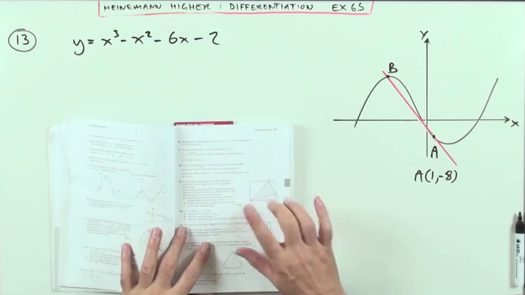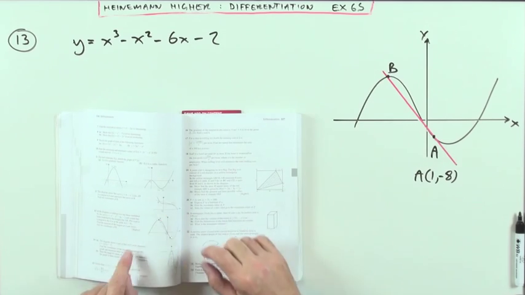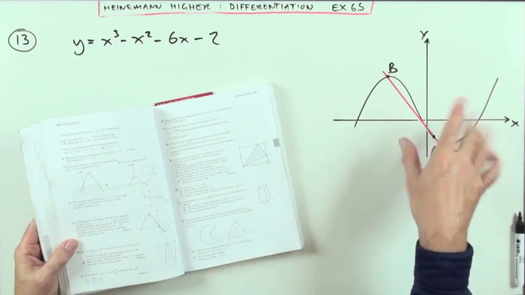Heinemann Higher, Chapter 6, Differentiation, the mixed exercise, success at the end. Number 13, a former higher question. So here it is, there's the diagram.